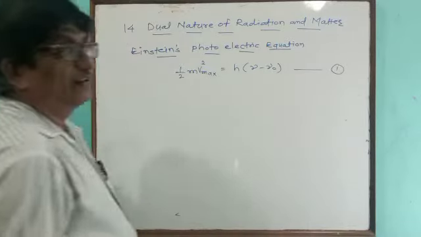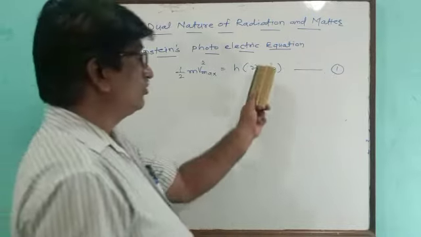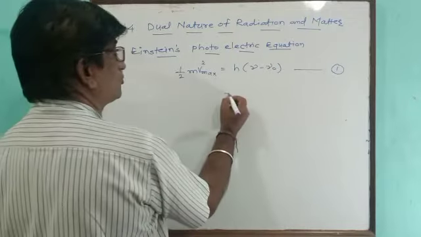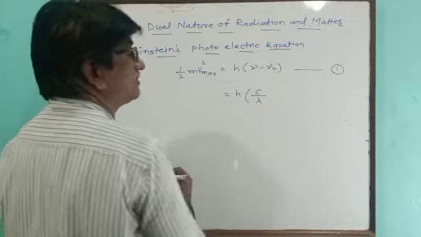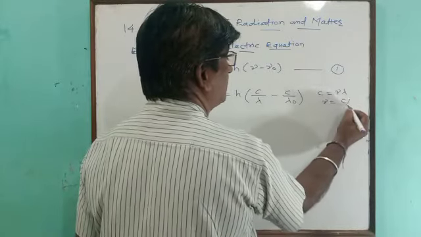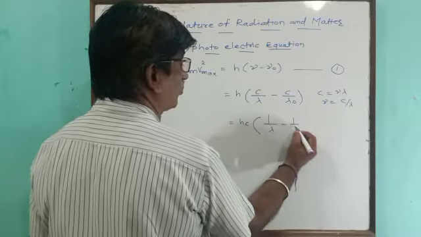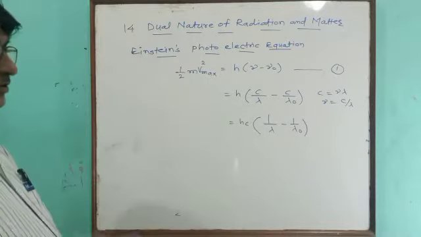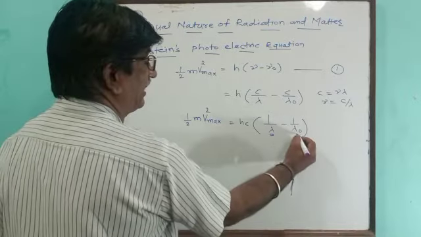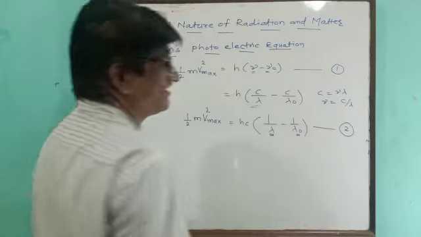This is in the first form, where m is mass, v is velocity, nu is incident frequency, and nu 0 is threshold frequency. If we substitute the value in terms of wavelength, it is h in bracket c upon lambda minus c upon lambda 0, because c equals nu lambda, nu equals c upon lambda. c gets common, so it will be hc in bracket 1 upon lambda minus 1 upon lambda 0. That is another form of Einstein's photoelectric equation in terms of incident wavelength and threshold wavelength. Here, incident frequency and threshold frequency give the second form of Einstein's equation.